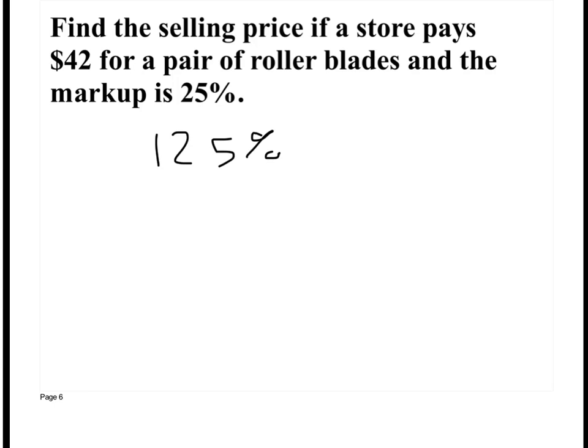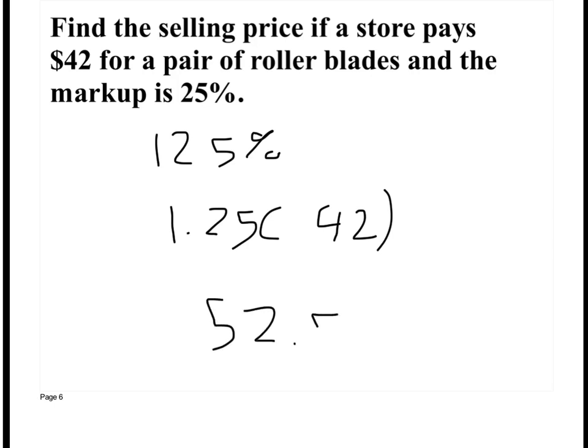It rarely goes below what they pay. They're not losing money on the object. So that 100% is 42. Then they're raising it by 25. So the selling price is 125%. So all you do is take 1.25 and you times it by 42. 125% of $42 is $52.50. And that's your answer.